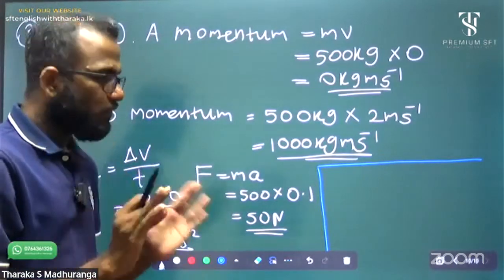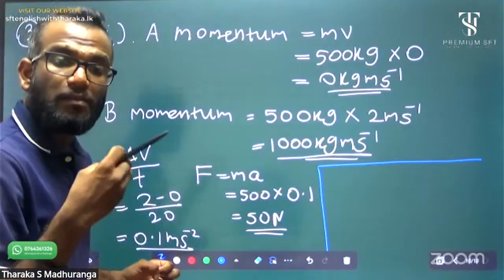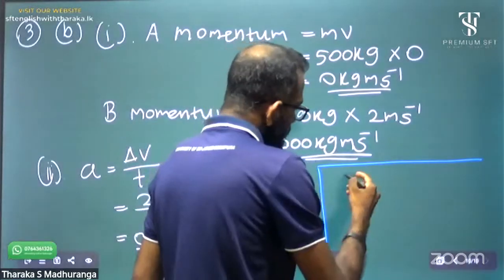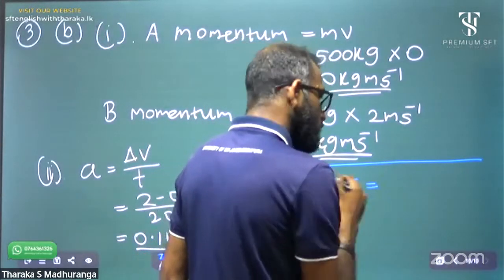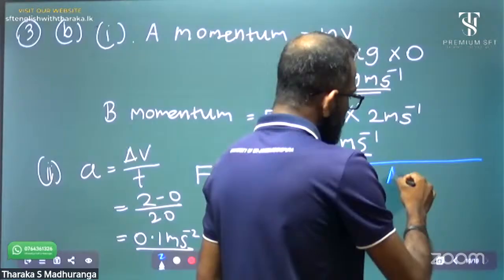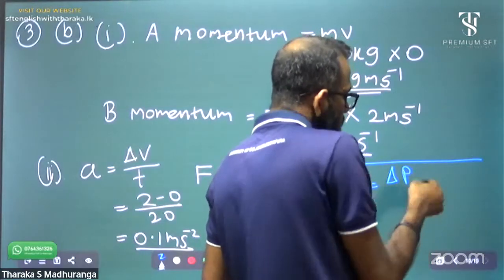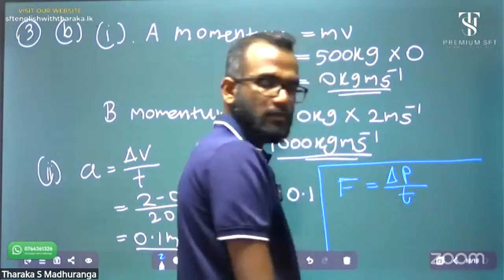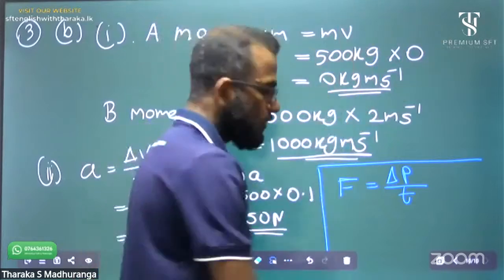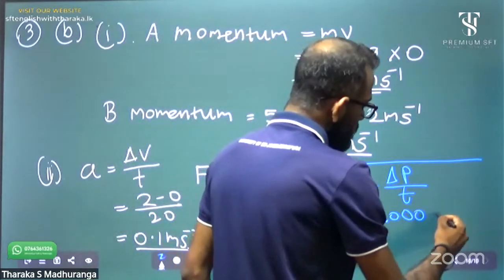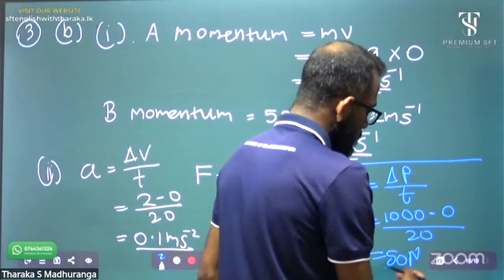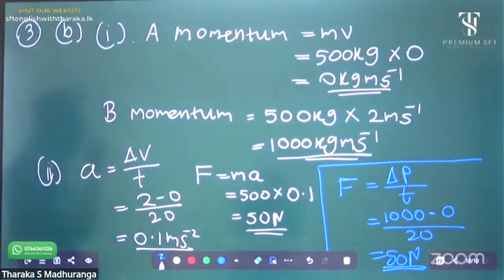We have another method, the momentum method, to explain Newton's second law. Do you remember, according to the momentum method, the unbalanced force is directly proportional to the momentum change rate. Momentum change rate means delta P, the momentum change, final momentum minus initial momentum, divided by time. It's easy. Delta P means 1000 minus 0, divided by 20 seconds. 50 Newton. Both methods are correct.